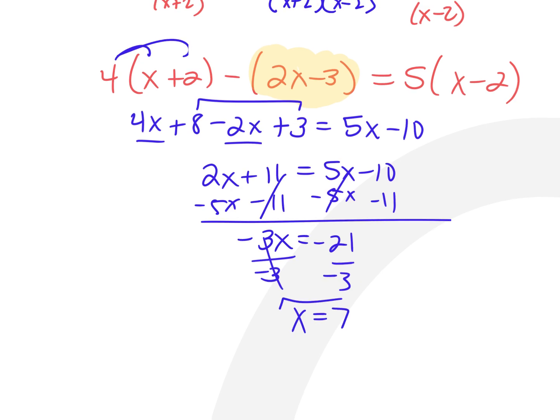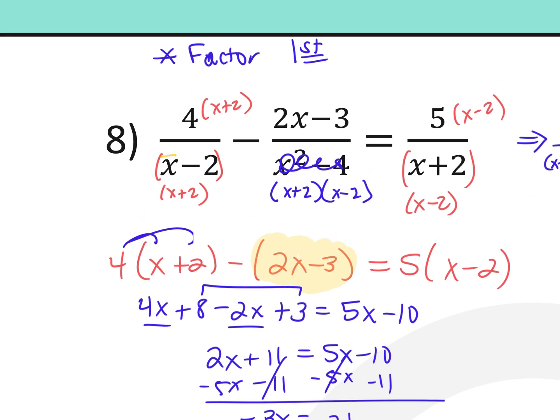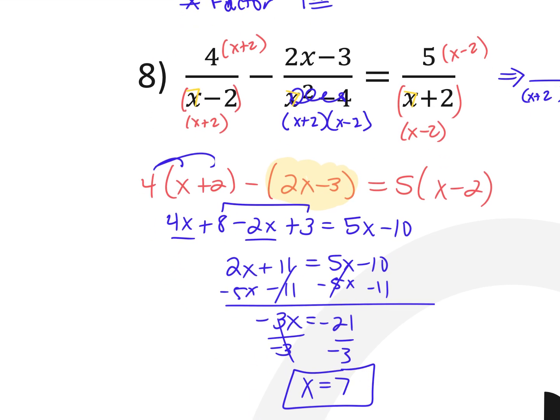Do I know for sure 100,000% that I'm right? What do I have to check? X equals 7. Where do I need to put it? I need to put in each x in the denominator just to make sure none of the denominators become 0. So I put a 7 here. 7 minus 2, not 0. Put it here. 7 squared minus 4, not 0. Here, 7 plus 2, not 0. We're good.